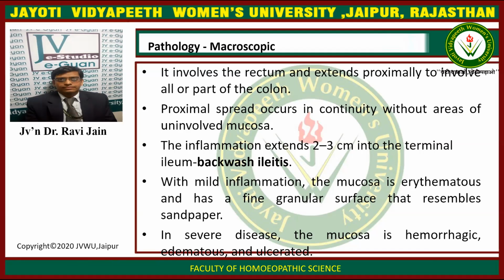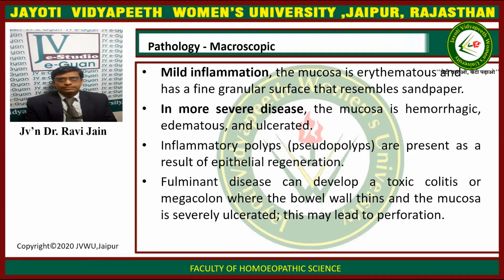With mild inflammation, the mucosa is erythematous and has a fine granular surface that resembles sandpaper. In severe disease, the mucosa is hemorrhagic, edematous, swollen, and ulcerated. The inflammatory polyps, or pseudopolyps, are present as a result of epithelial regeneration.